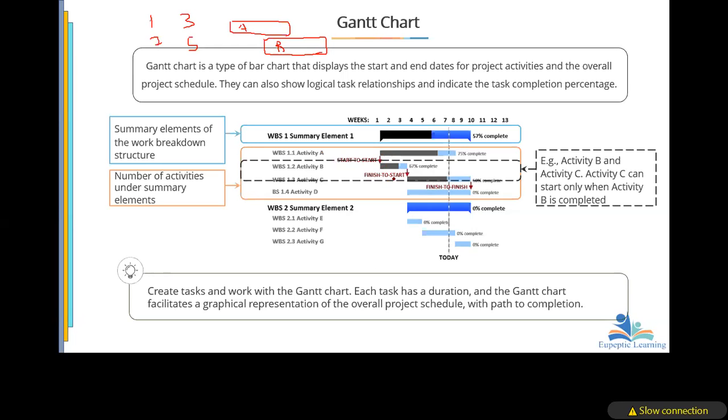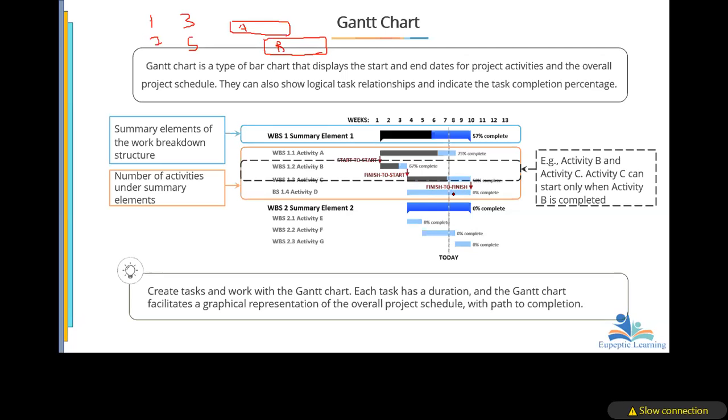Then we have a finish to start. It means that this activity must finish before this one must start. Do you get it here? So that is finish to start.